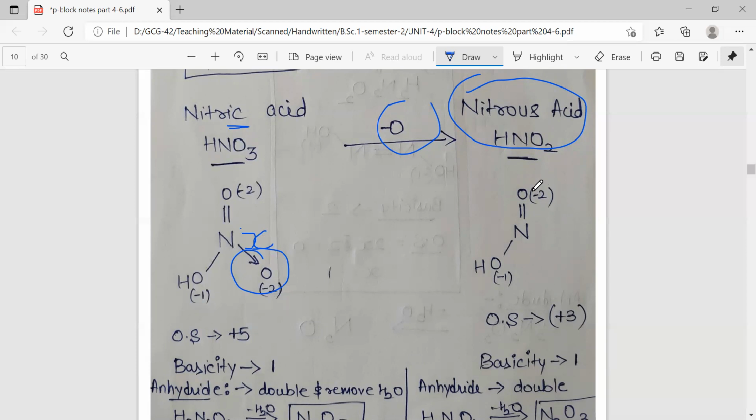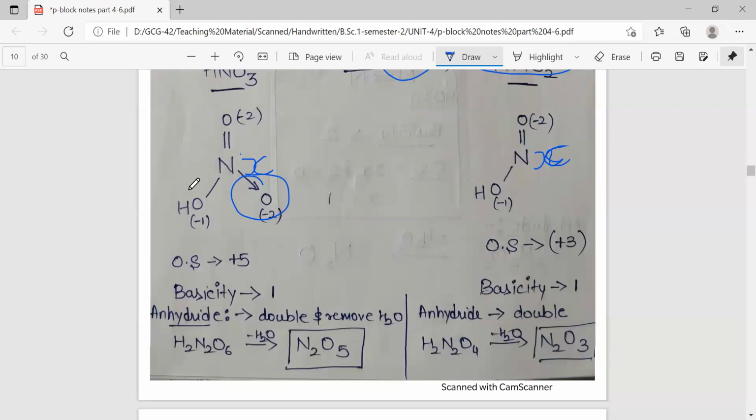Similarly here, this is -2, this is -1. If we take the oxidation number of nitrogen to be X, then X minus 3 is equal to 0, as the acid is neutral. So X is going to be +3. As for basicity, there is only one hydrogen present, so the basicity of both the acids is 1.